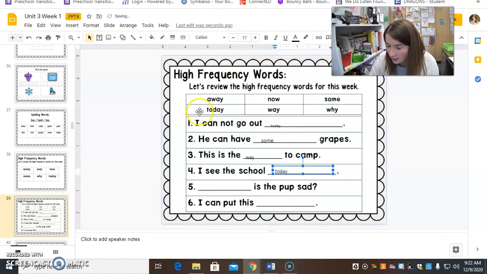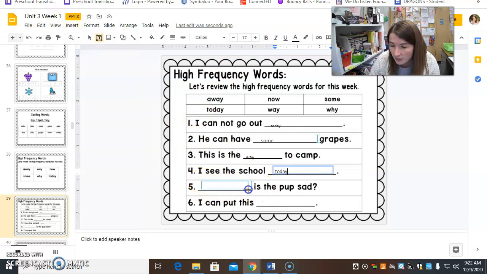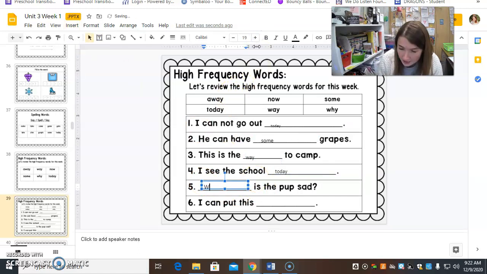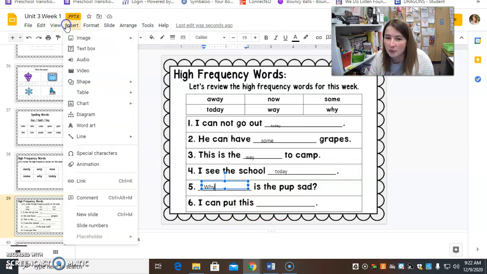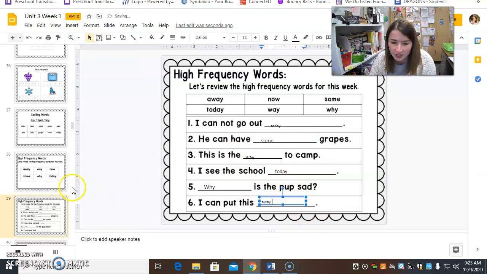Today. All right, this is the beginning of a sentence, so I need to make sure it's capital, right? Blank is the pup sad. Why? So capital W. Why is the pup sad? And it's ending with a question. What is that? Question mark. Good job. I can put this away. A-W-A-Y. Good job, first graders.